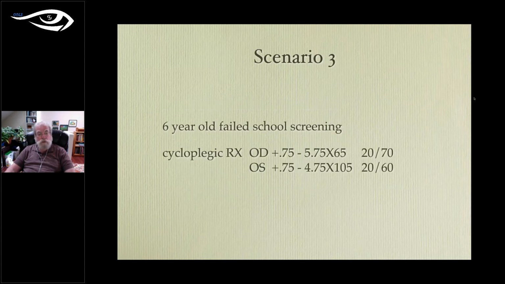Another situation, I touched upon this last time. I think I did talk about this case. A 6-year-old child failed a school screening. The child comes in for an examination, and what do you find? A huge amount of astigmatism. I mentioned that very high astigmatism has a strong ethnic basis.